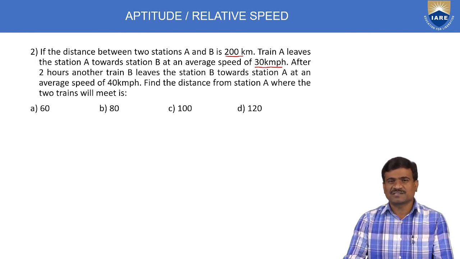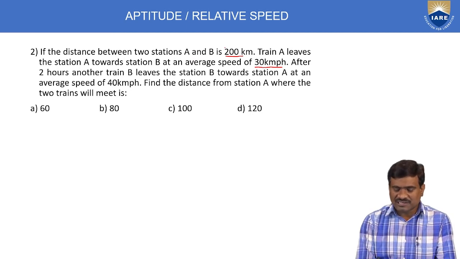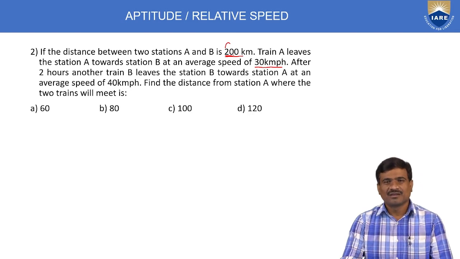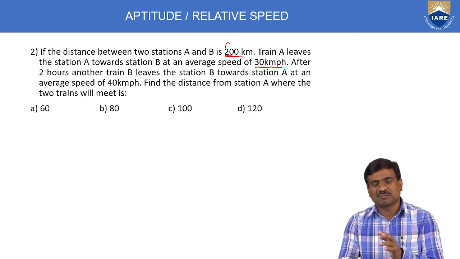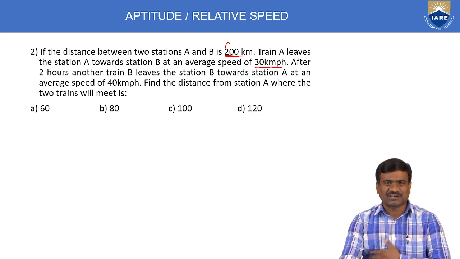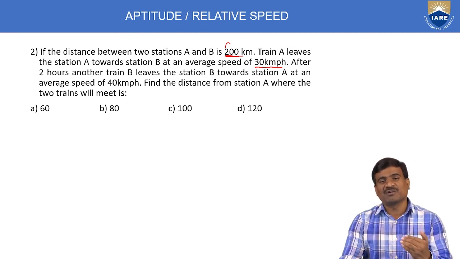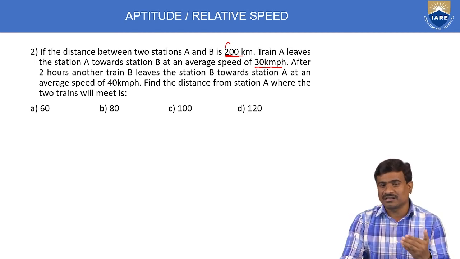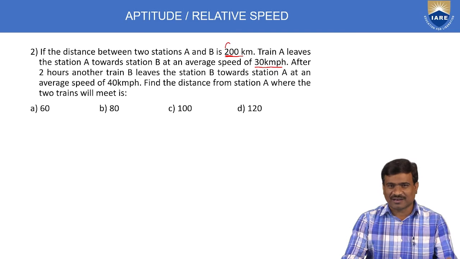First, the general procedure. Here the distance between two stations A and B is 200 kilometers. But after 2 hours, the second train leaves station B. These two trains are moving in opposite directions. The time gap between the first train and the second train is 2 hours. That is, the first train takes 2 hours more than the second train.